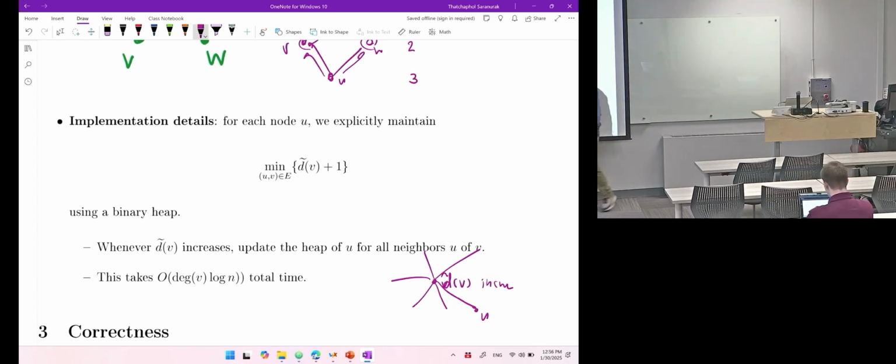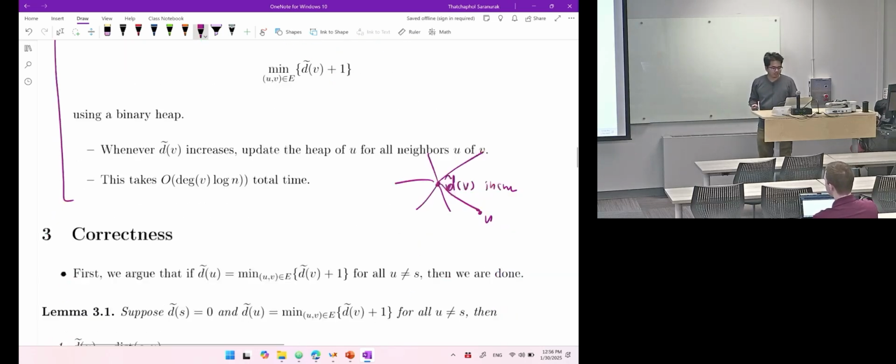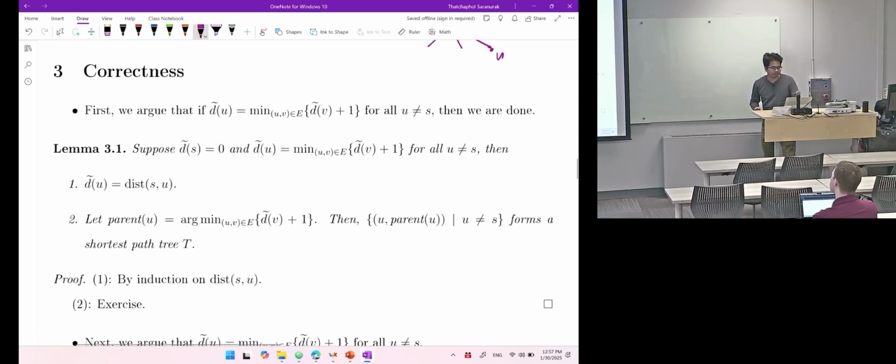So how much does it take? It takes like a degree of v times log n. That's the time to update the binary heap. Okay. So we're going to keep this in mind for analyzing the running time. Basically, when we change the level of one node, we spend degree time. Okay. Let's try to see why this is correct first before analyzing the running time.